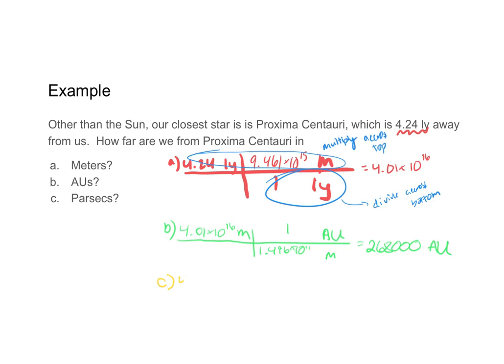So I start with 4.24 light years, and then I'm going to convert from light years to parsecs. Since I'm getting rid of light years, light years goes on the bottom, parsecs goes on the top. According to my conversion factor, 1 parsec equals 3.26 light years. So I'm going to put the number 1 next to parsecs and the number 3.26 next to light years. Again, I'll multiply across the top and divide across the bottom. So 4.24 times 1 divided by 3.26 gives me 1.30 parsecs.